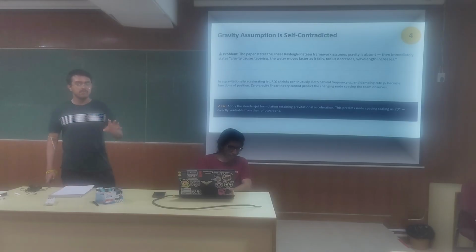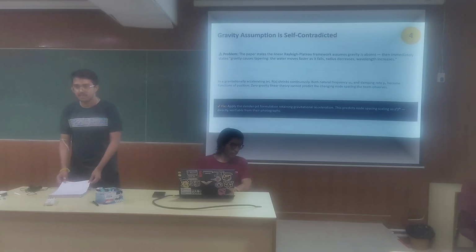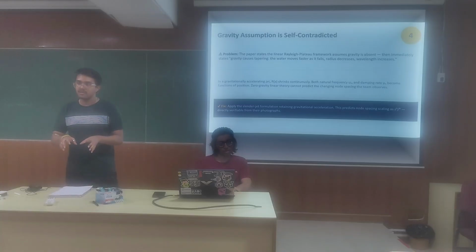In one line, to incorporate the Rayleigh-Plateau instability, they have said gravity is absent and the analysis is linear. And the next time, to explain the phenomenon, they are saying that it's non-linear and gravity is present, which, quote unquote, creates tapering. So the assumptions are inconsistent. They could have used the equation I've said, incorporated gravity into it, and formed a simulation of something like that.